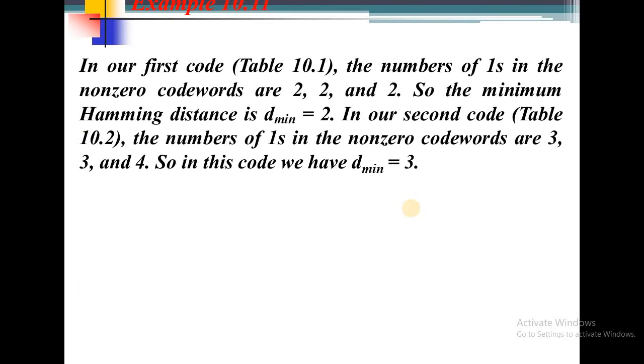In our first code, that is in the first table, the number of ones in the non-zero code words is 2, and so the minimum Hamming distance is 2. In the second case, if you perform the XOR operation between the code words, you are going to get the minimum Hamming distance as 3.